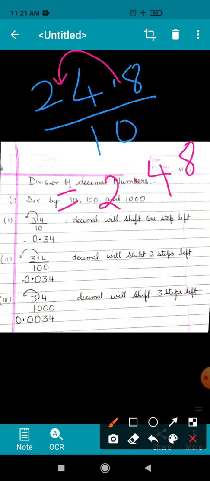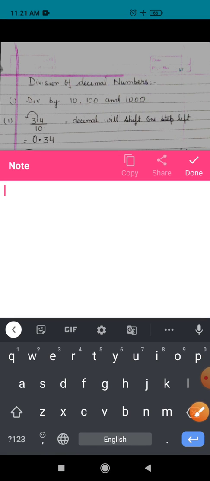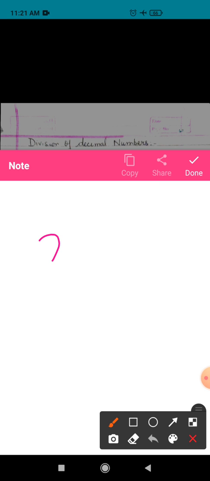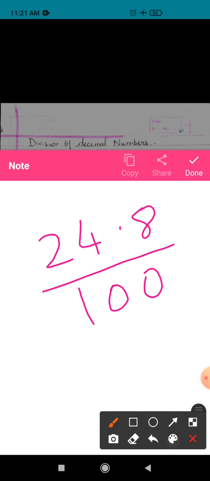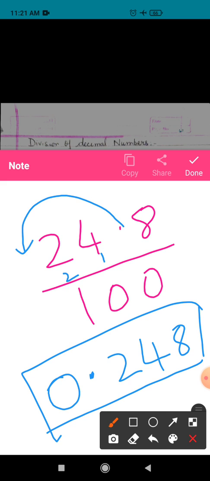If the same number is divided by 100, 24.8 divided by 100, how many steps will you move to the left? 2 steps. 1, 2. The decimal will be written here, 0.248. This is the place of the whole number, you will write 0 here. So the answer will become 0.248.